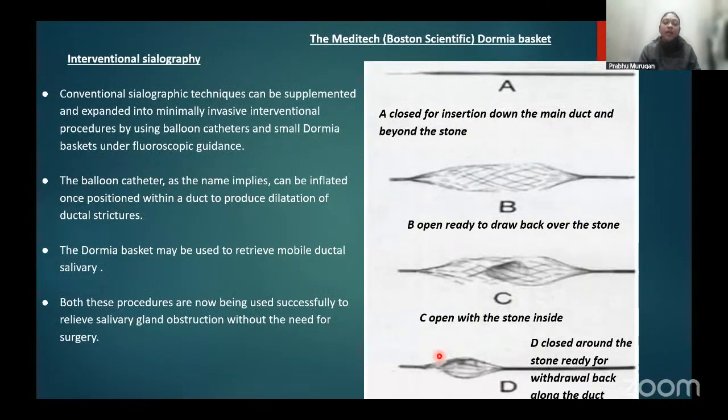And apart from the diagnostic perspective, your sialography can be used for intervention also. Whenever there is a sialolith present, we try to insert a catheter through the duct, and this will get blown up like a balloon, capture the sialolith, and then it can be pulled outside. So it's called interventional sialography. Apart from the diagnostic purpose, it is also useful for the intervention, that is the treatment purpose.